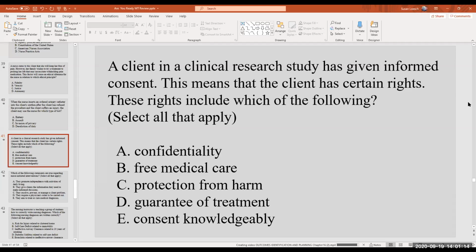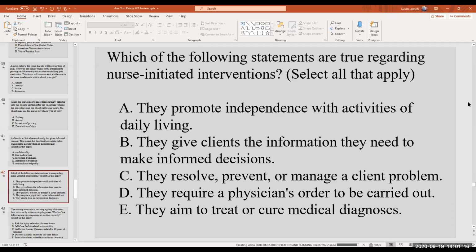Which of the following statements are true regarding nurse-initiated interventions? 1, they promote independence with activities of daily living. 2, they give clients information they need to make informed decisions. 3, they resolve, prevent, or manage a client problem. 4, they require a physician's order to be carried out. And 5, they aim to treat or cure medical diagnoses.